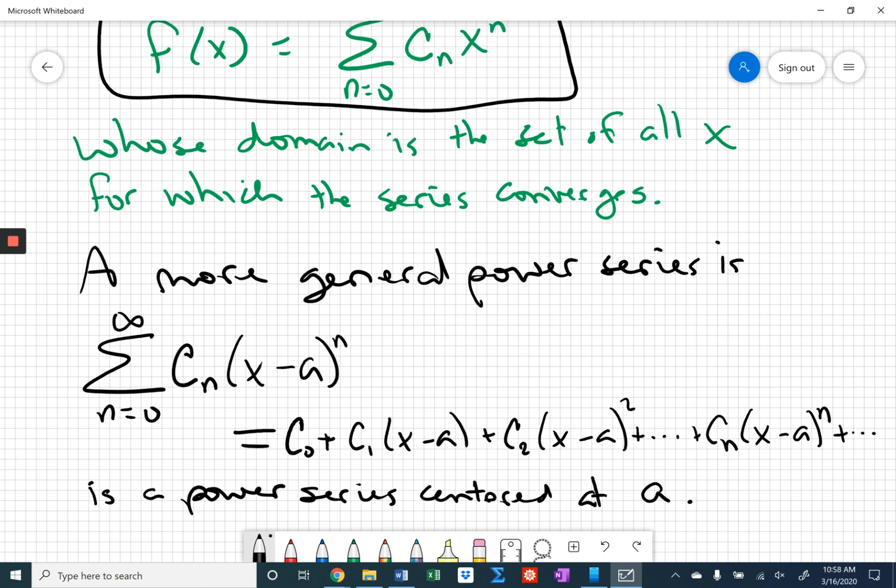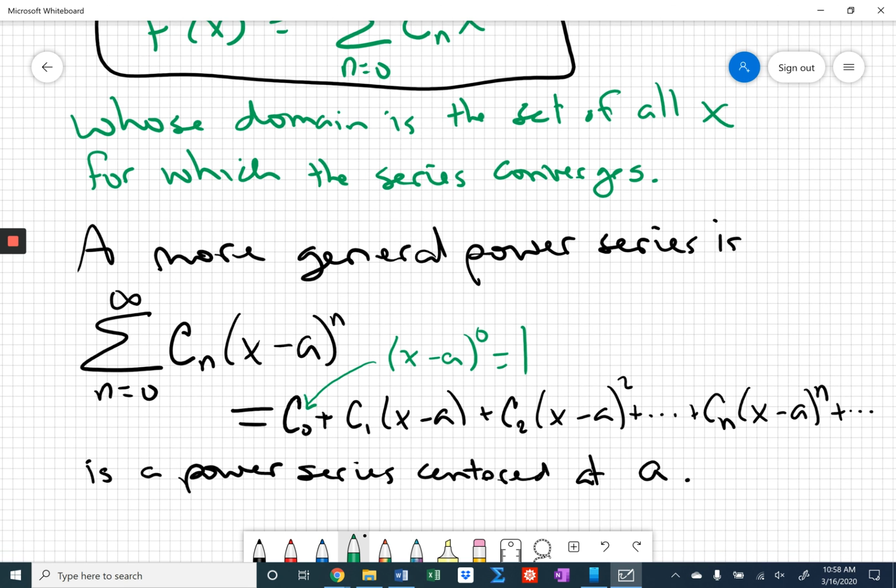Now, you may have noticed something here. We get c sub 0 here. How do we get c sub 0 by itself? Well, that means (x minus a) to the power of 0 has to be equal to 1. Okay. Now we want that to be true, and it makes sense.